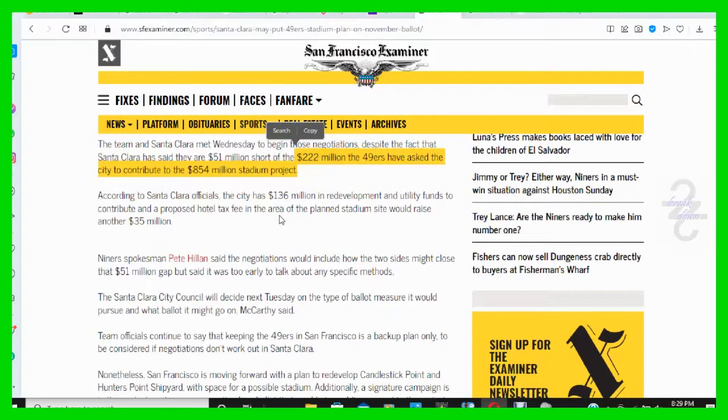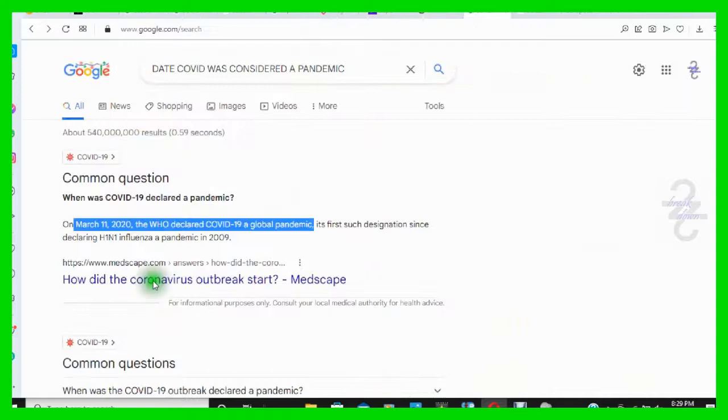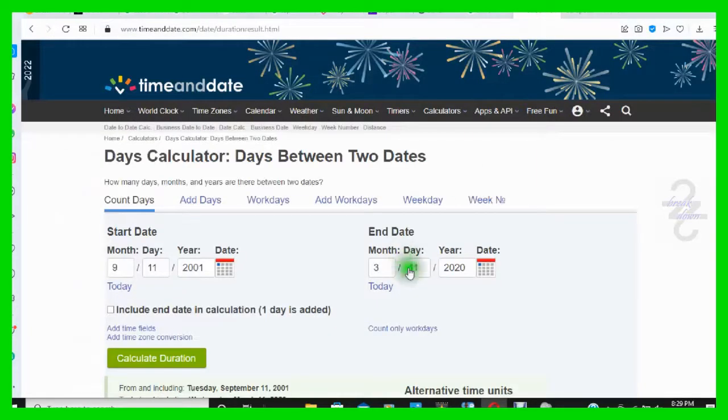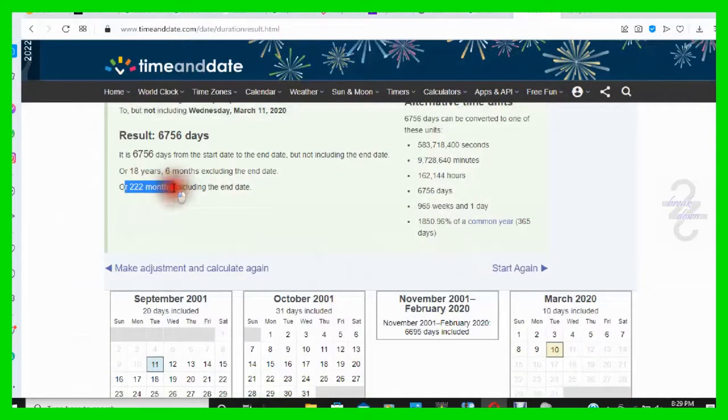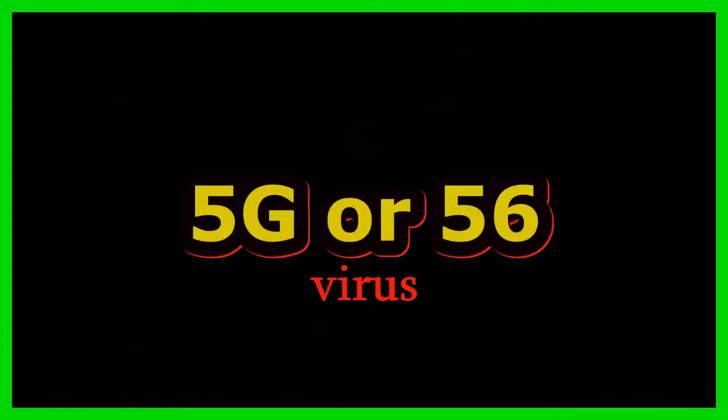Well, let's look at the outbreak of coronavirus when it was considered a global pandemic, which was March the 11th of 2020. When you take March the 11th of 2020 and add it up from 9/11, you get 222 months. You cannot make this up.